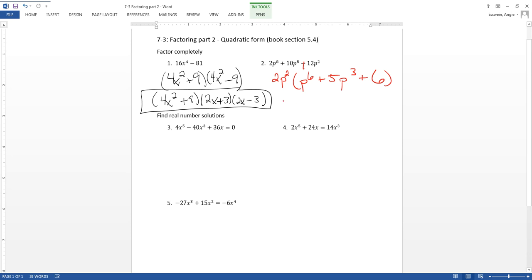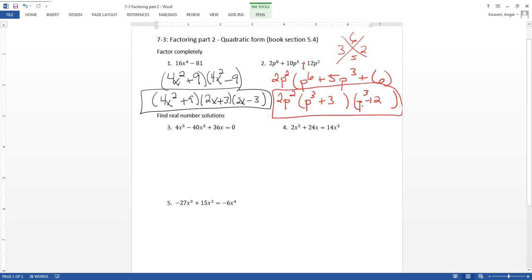But this is a trinomial that we can factor. So we leave our 2p squared here. We set up our terms here. P to the 6th is p cubed times p cubed. And 6 is what multiplies to 6 and adds to 5. Well, that's 3 and 2. So you have plus 3 and plus 2. And so this is your final answer. This should be a plus here.